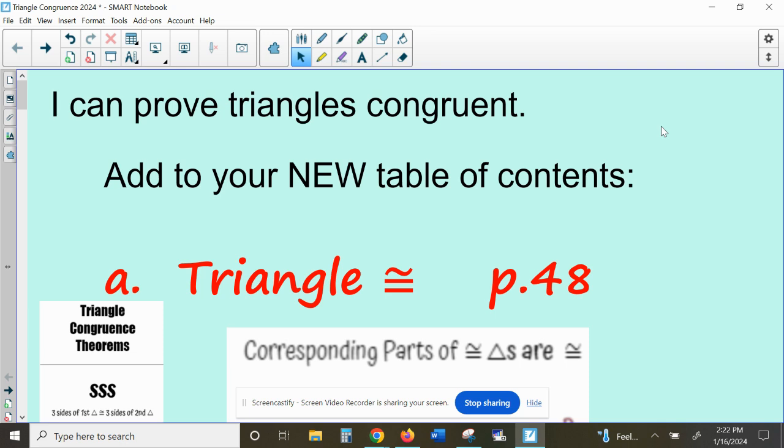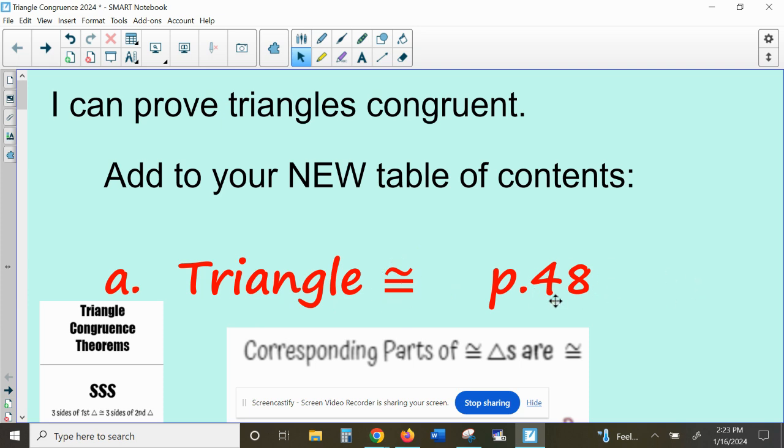Okay, this video is going to be on the first half of the triangle congruence theorems. We will be adding to our table of contents. So our page 2 table of contents is pretty much full, so you're going to be getting a new one for page 3. On the very first line, line A, we'll be adding triangle congruence.